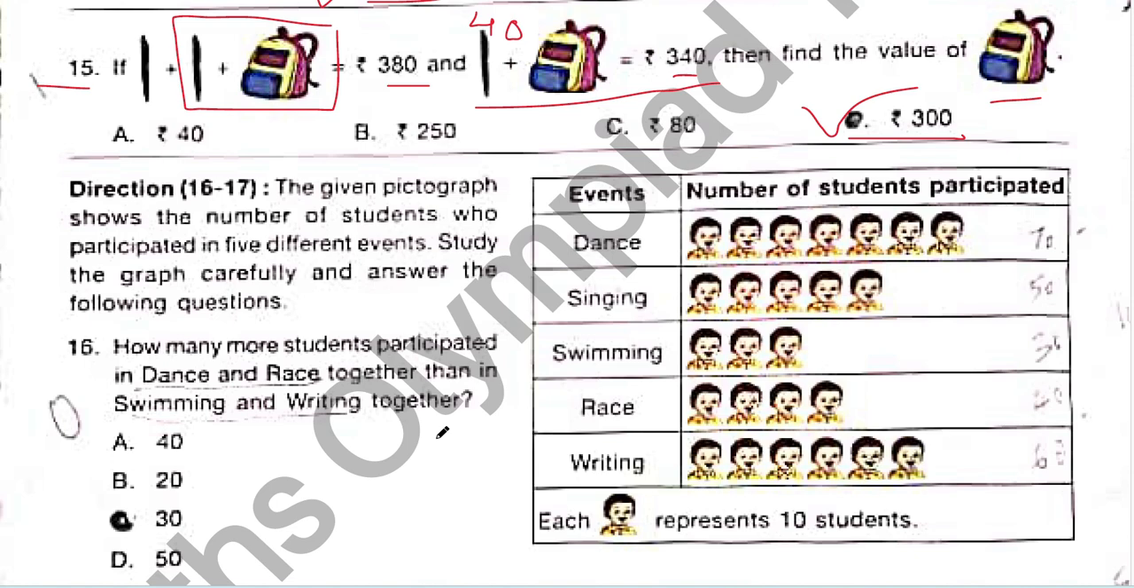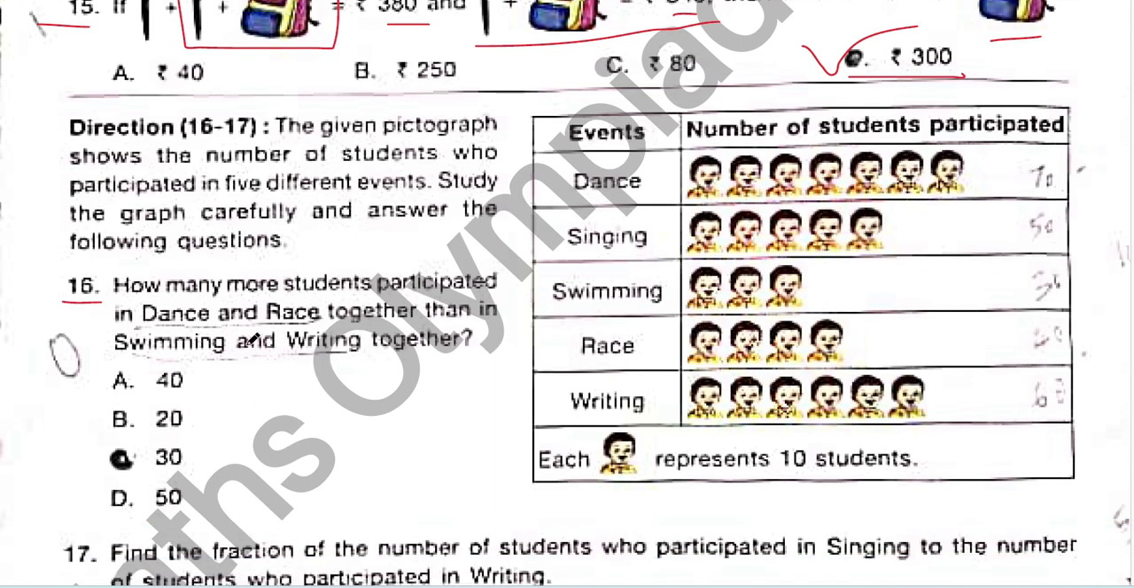Then question 16 is a pictograph question. There is a pictograph which shows the number of students who participated in 5 different events like dance, singing, swimming, like this. You have to study the graph and answer the questions. Question 16: how many more students participate in dance and race together than in swimming and writing together? So here there are 2 combinations that we have to compare. First combination is dance plus race.